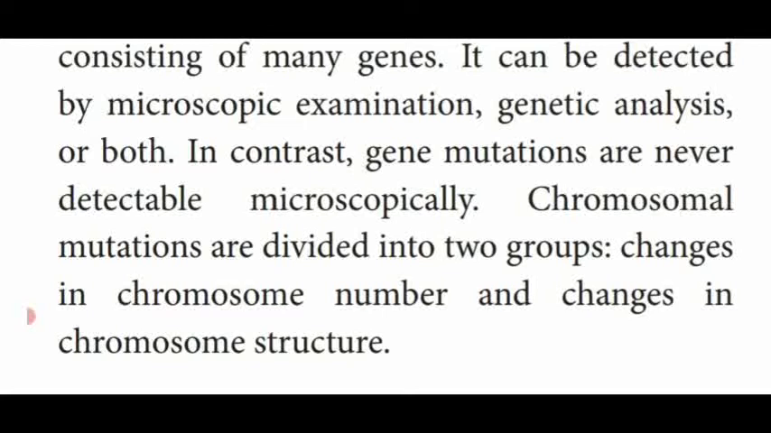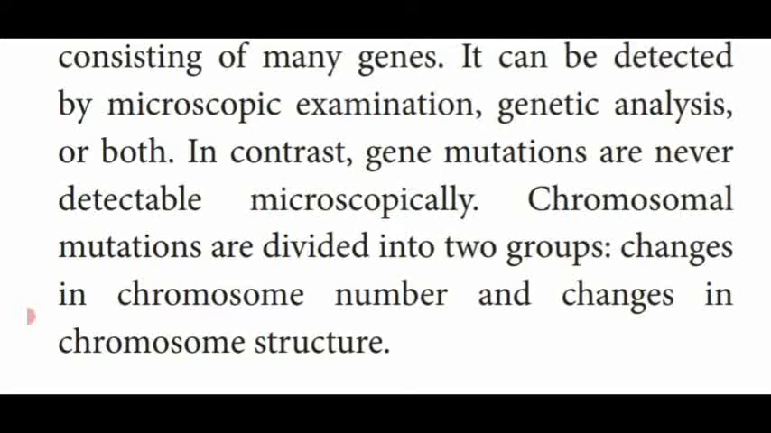So the chromosomal mutation is also divided into two types. One is changes in chromosome number, that is one type. Another type is changes in the chromosome structure. That is the definition, isn't it? Based upon the definition, the chromosomal aberration or mutation is divided into two types. One is changes in chromosome number, another is changes in chromosomal structure.